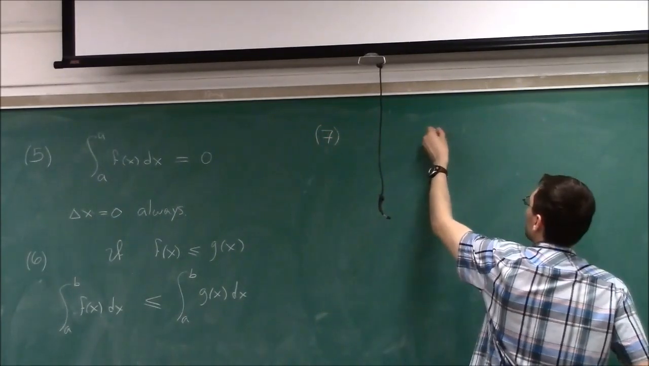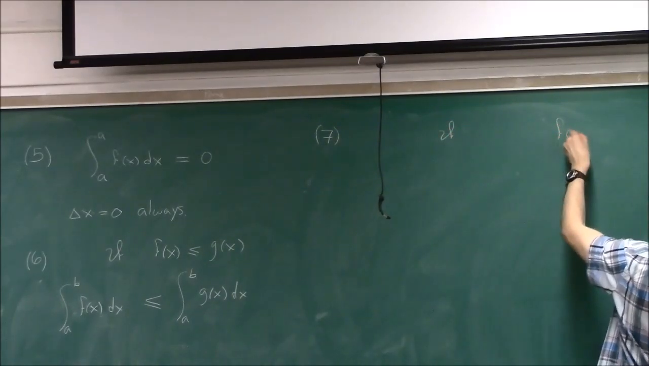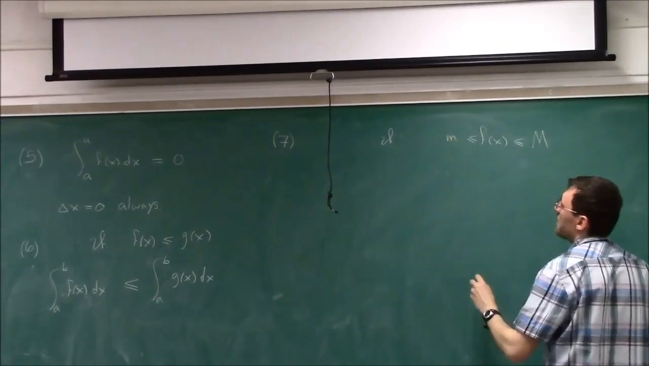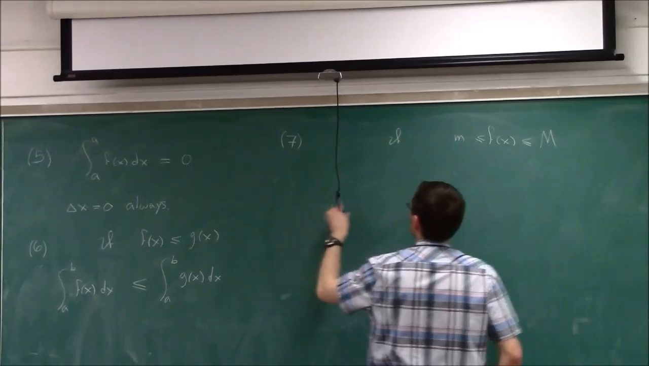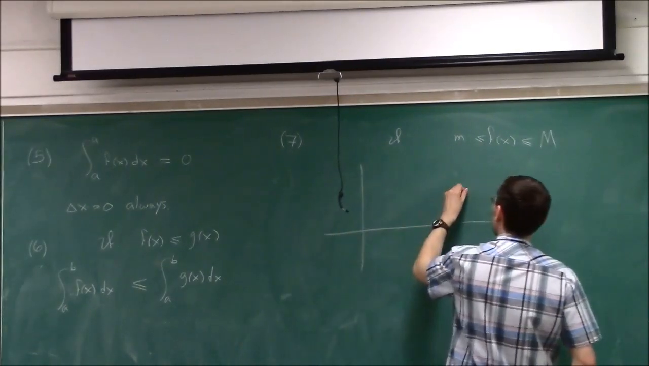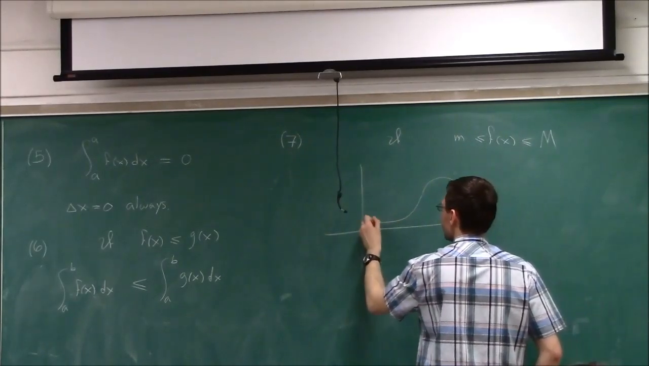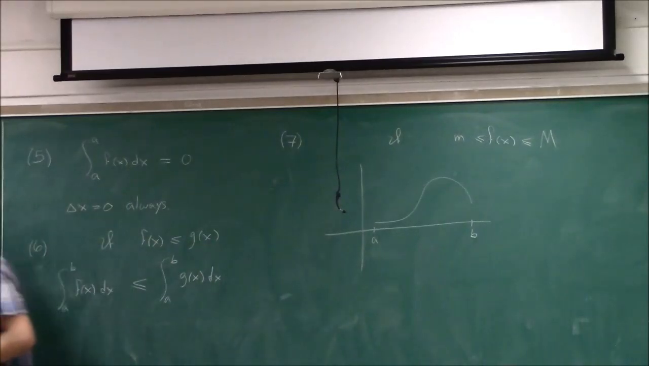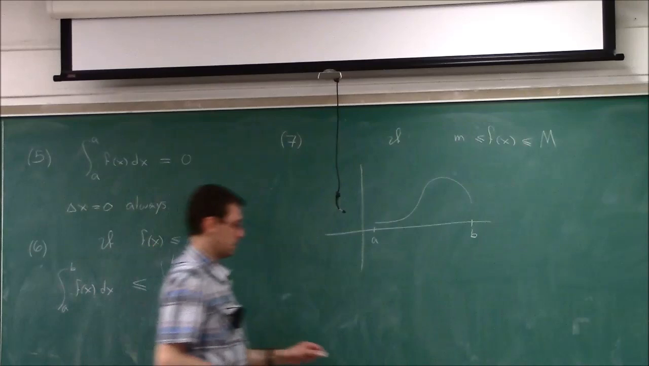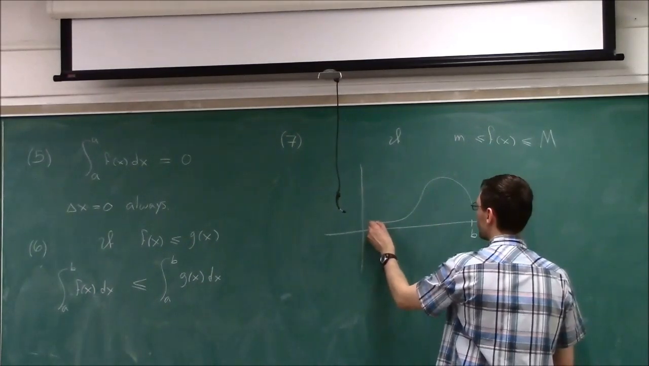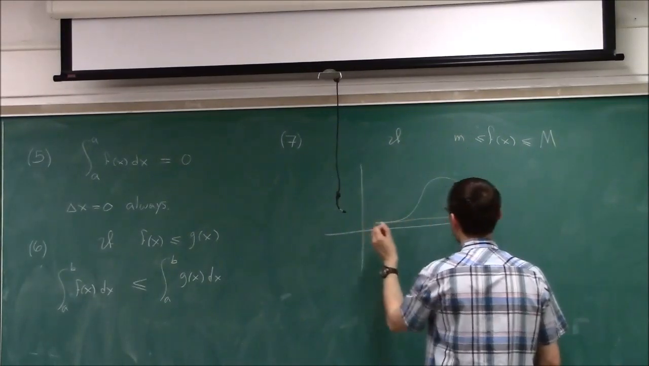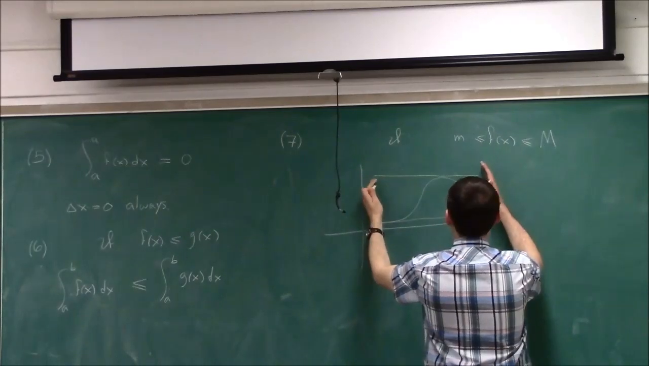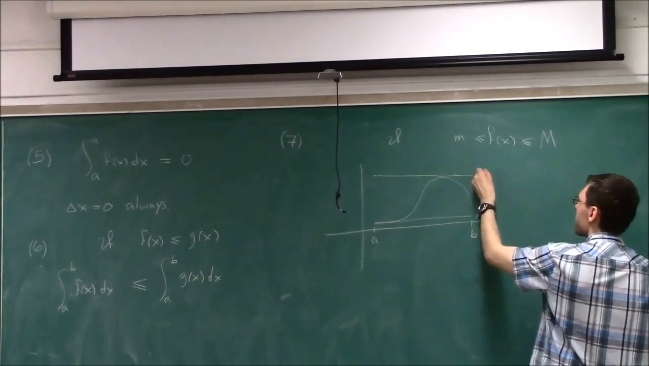Seven, it follows that if f of x is less than or equal to capital M and bigger than or equal to little m, as in this picture, so this is little m, and this is big M, the maximum, right?